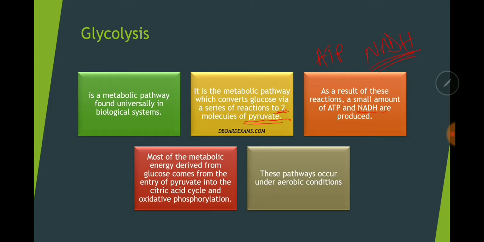All right. Most of the metabolic energy derived from glucose comes from the entry of pyruvate into the citric acid cycle. So you know that glycolysis only produces a net of two ATPs, okay? But once the pyruvate goes into the Krebs cycle, then you have more ATPs. Depending on the system, you can produce over 30 ATPs. All right. So these pathways occur in aerobic condition. So if you have oxygen, that's when you can go into the Krebs cycle. The Krebs cycle needs oxygen. Okay.